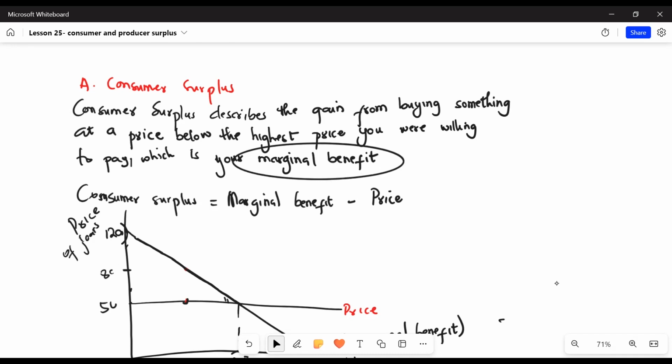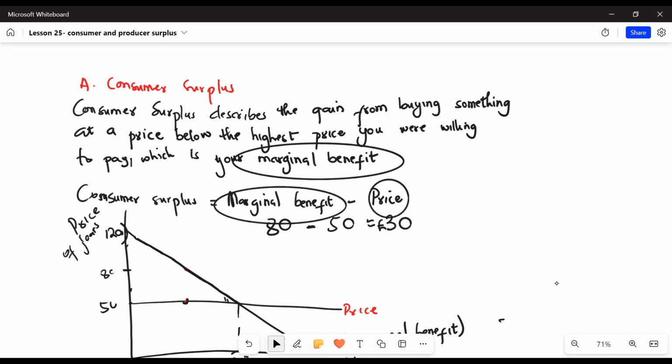Consumer surplus can be calculated as the marginal benefit minus the price. So in this case, you're willing to pay £80 for the jeans, but the price of the jeans is £50. So your consumer surplus for this transaction is £30. So your consumer surplus from a single purchase is the difference between your marginal benefit and the price.